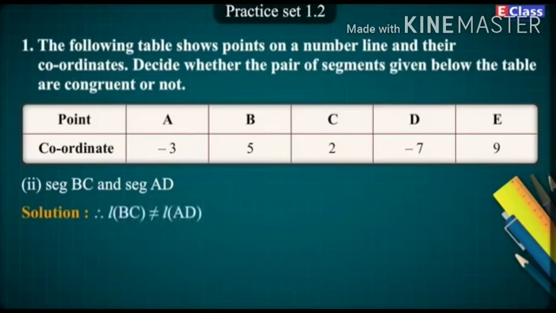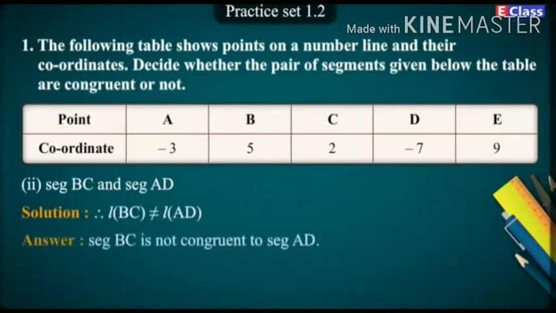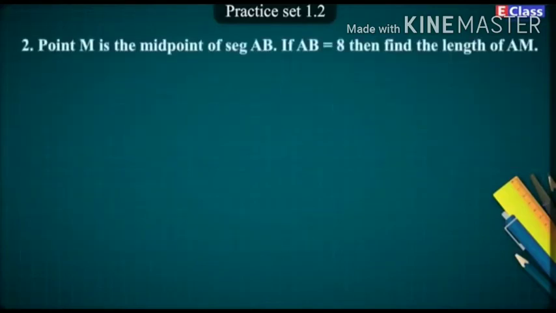Therefore, length of BC is not equal to distance of AD. Answer. Segment BC is not congruent to segment AD. 2. Point M is the midpoint of segment AB. If AB is equal to 8, then find the length of AM.